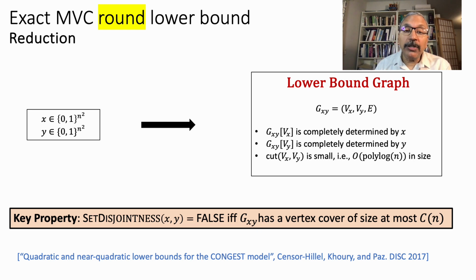Furthermore, and in fact most importantly, this lower bound graph has the property that set disjointness of x comma y is false. That is, x and y have a 1 at a common coordinate if and only if the graph G_xy has a small vertex cover. Now, stated differently, this means that if x and y are disjoint, then G_xy has a large vertex cover. Now, the threshold separating a small vertex cover from a large vertex cover is not important at this point, and I just call it C of n and leave it unspecified.